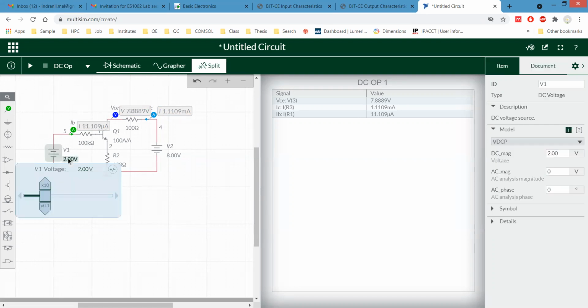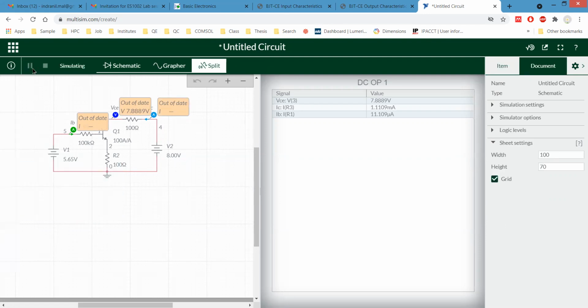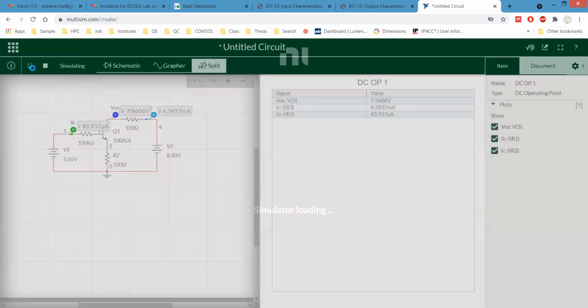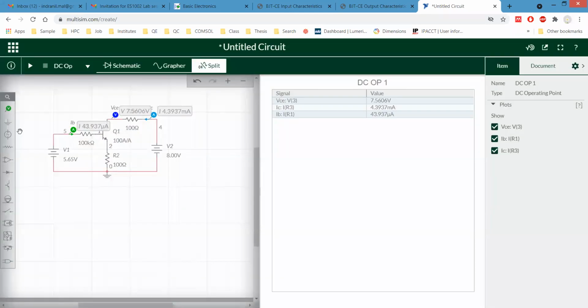Now increase this one, instead of 11 microamps. So we'll have, change it to 5 volt. What would be the current? That will be, yes, 43 microamps. Yeah, please note down this value. Means for this IB value, we will have another set of data. IB value is 43.93 microamps. Okay. Yes, sir. Noted.